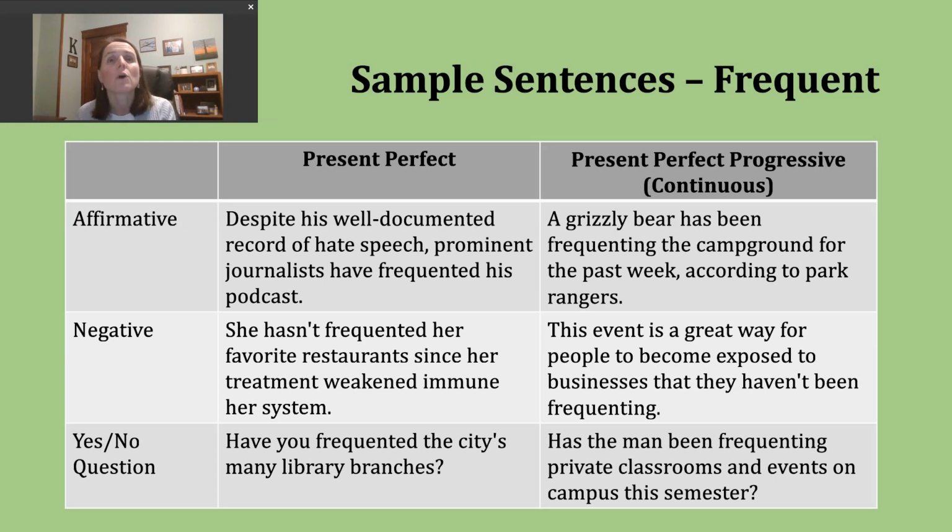Finally, let's look at making a yes or no question in the present perfect. To do this, we start with have or has, whatever form matches our subject, that subject comes next, and then you'll use the participle form of a verb. Here's our last present perfect example. Have you frequented the city's many library branches? Right? So this is someone who wants to know, not just do you go to one particular location, but are you visiting the various locations regularly?